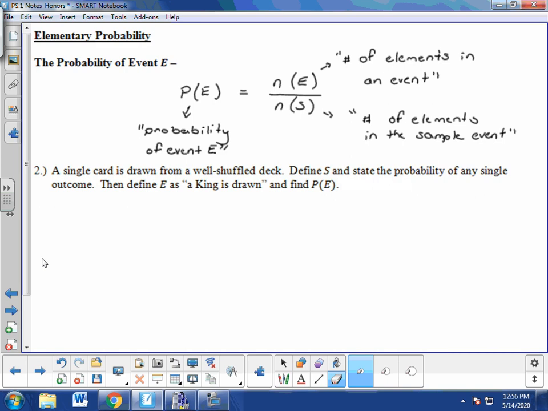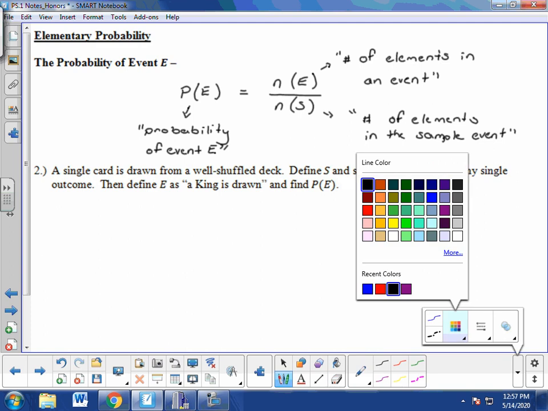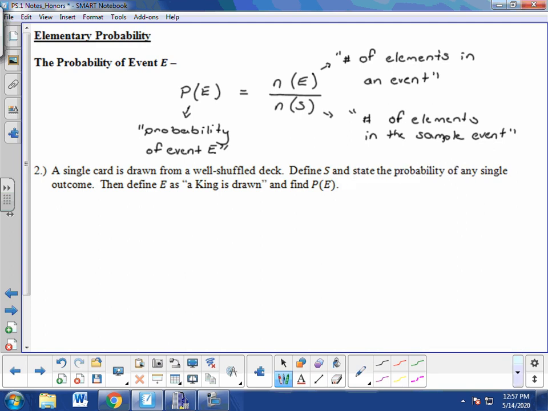Problem number 2. Problem number 2 says a single card is drawn from a well-shuffled deck. Define S, that is the sample space, and state the probability of any single outcome. Then define E, that is the event, as a king is drawn and find P of E, or the probability of E.